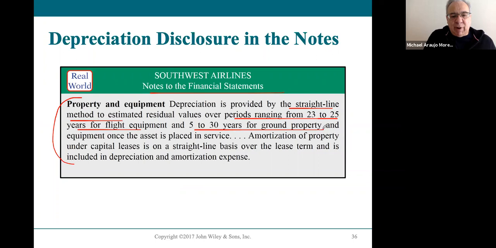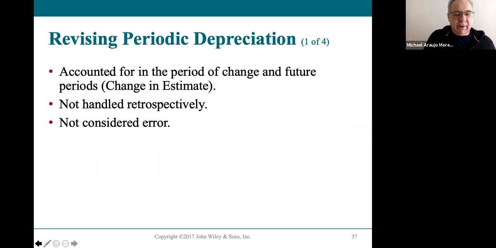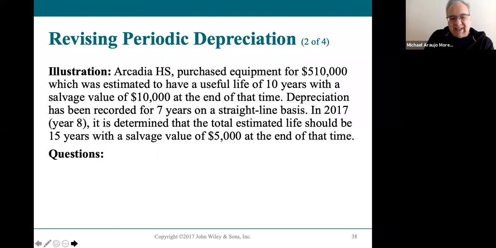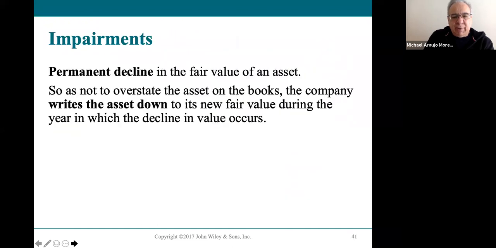And some of their ground property and equipment between 5 and 30 years, depending. Okay. So they will list specifically what they do and how they do it. Sometimes they do have to revise these types of things, roughly because there may be a change in estimate in the depreciation of an asset. Not much to worry about here in this case. I'm not going to keep you on that.